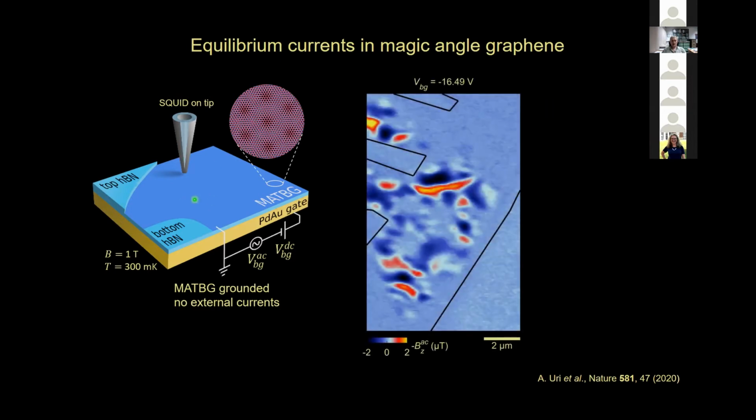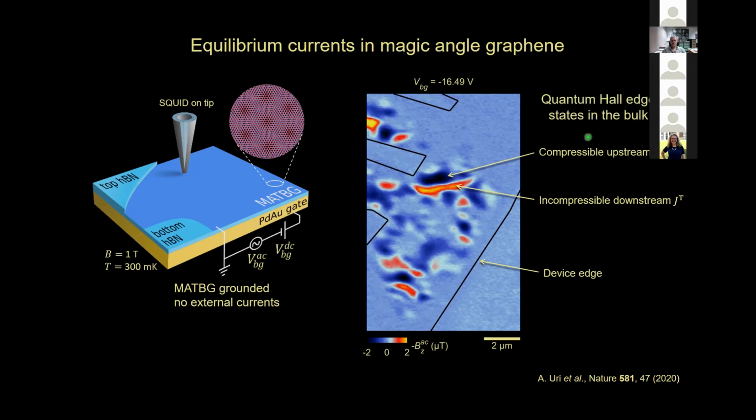So if we look at this sample, this is what we see. These are the edges of the magic angle graphene in black. So it's a whole bar, part of the whole bar. And what surprisingly we see are incompressible downstream currents. This is a topological current, this red. And dark blue are the non-topological currents in the compressible regions flowing in the opposite direction. And the first striking observation here is that the quantum Hall edge states appear in the bulk of the sample rather than along the edges, as we saw in monolayer graphene.